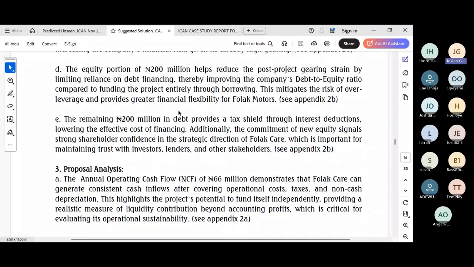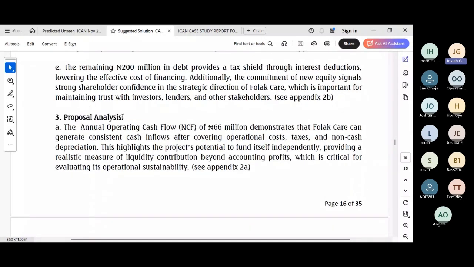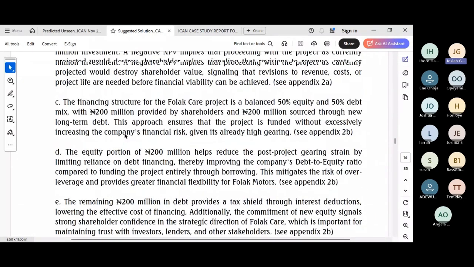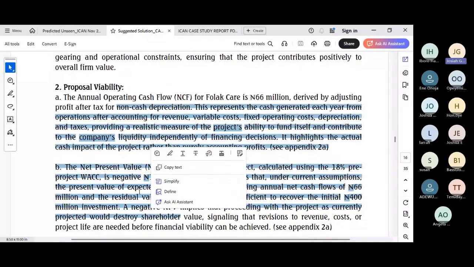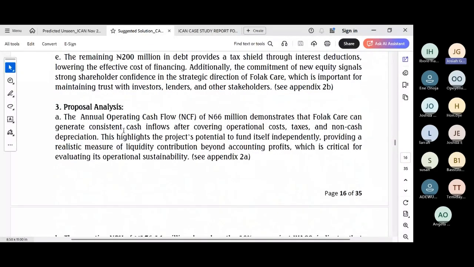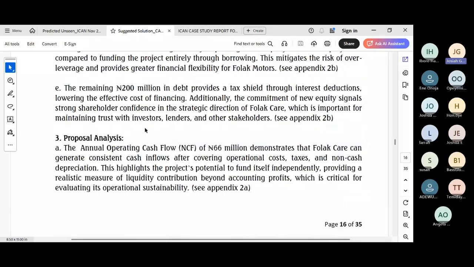So having spoken to this and cross-referencing the appendix, you can now analyze the proposal, a deeper and thorough analysis of what you've done in this viability area. For the first part, we said this 66 million demonstrates that Folak can generate consistent cash flows. And we said that it highlights the project's potential to fund itself independently, which is critical for evaluating its operational sustainability. So this is a follow-up. Your analysis is a follow-up of the tools you use because you're analyzing it further and thoroughly to provide context. You could also cross-reference the appendix.